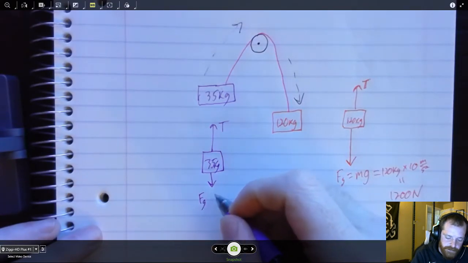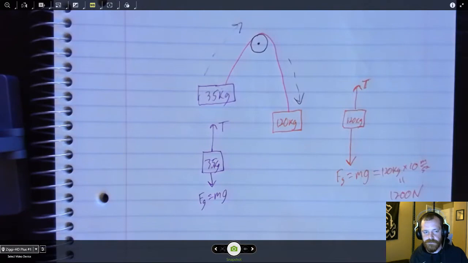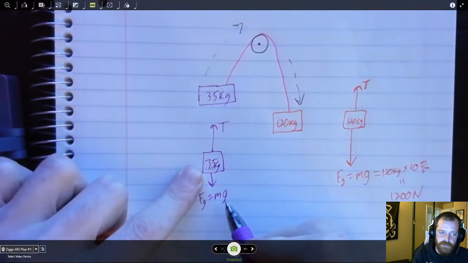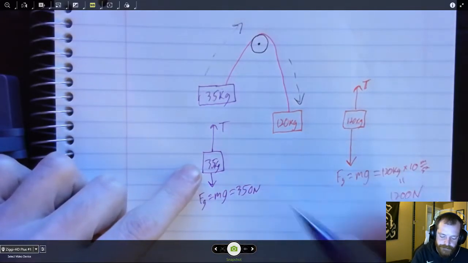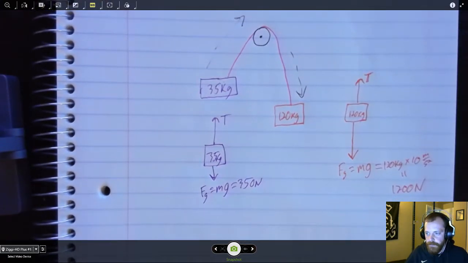So that's the force of gravity, and that's equal to mass times the acceleration due to gravity. Once again, I could do this right now. My mass is 35. My acceleration due to gravity is 10. 35 times 10, that's 350 newtons. Now what we can do, if we're going to do it the long way, which it seems like we're going to do right now.